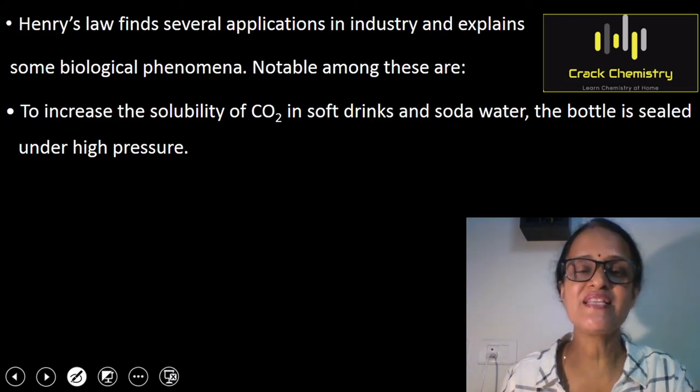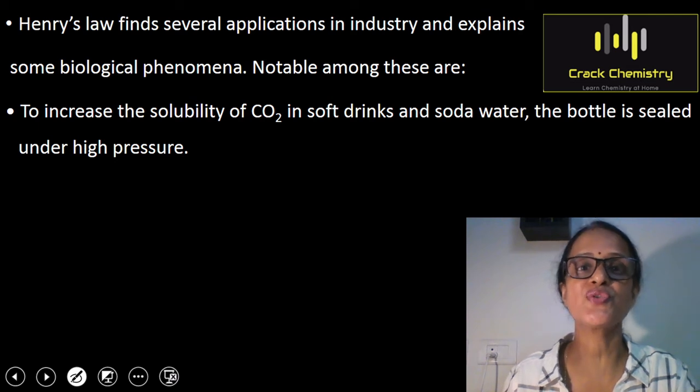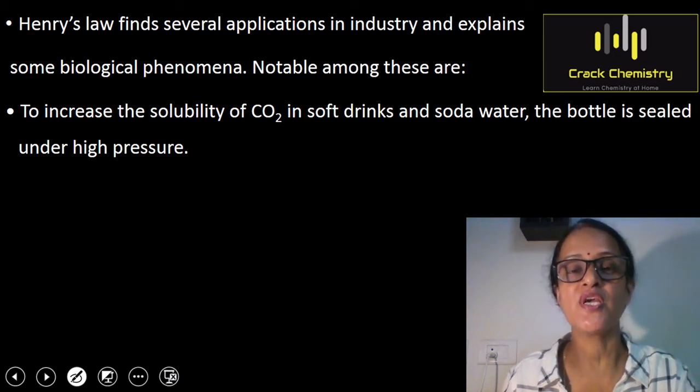Students, all of you have seen that once you open a soda water bottle or soft drink bottle, CO2 gas fizzes out. After some time it turns flat. What's the reason? Students, the solubility of CO2 gas in soft drink bottles or soda water bottles is increased by applying high pressure. So soda water bottles and soft drink bottles are sealed under high pressure. As a result of Henry's law, the solubility of CO2 gas in the soft drink will increase.